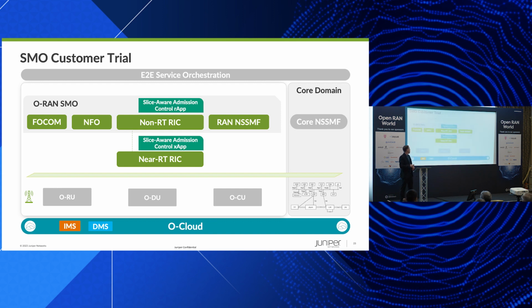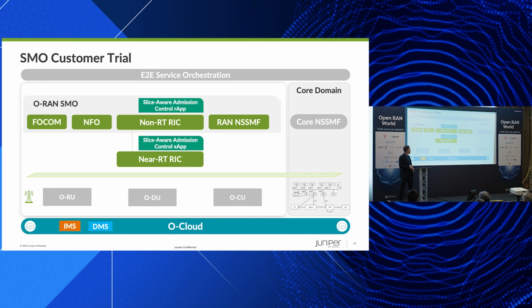So again, there's a display problem here, but just to summarize, the SMO contains these functions here: the FOCOM, the NFO, the non-real-time RIC, and the RAN and SSMF. And it collaborates, of course, with the near real-time RIC for the control of the network functions.